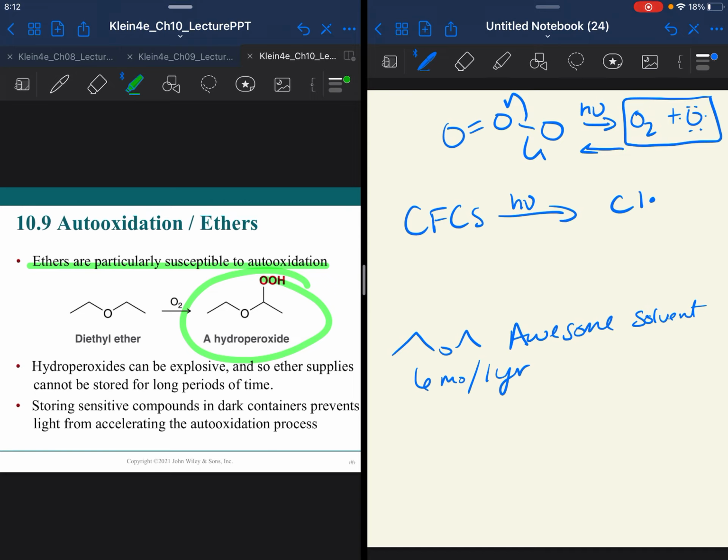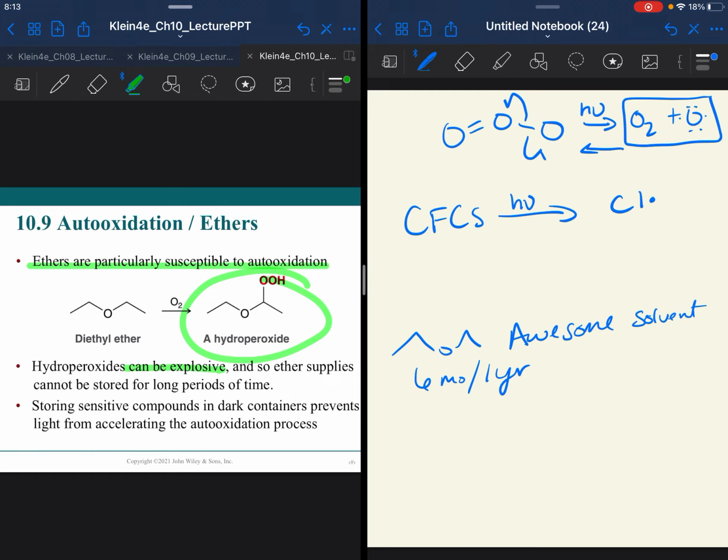Again, ethers are very susceptible to this. And so if you don't use it quickly enough and it forms hydroperoxides, it can be dangerous, or it can be very expensive to get rid of, because once something has formed peroxides, the waste company have to handle it differently. So there's a couple things to do here. When I used to use ether as a solvent, we would buy it in small bottles. We would make sure to put the date on it, and we would get rid of it.